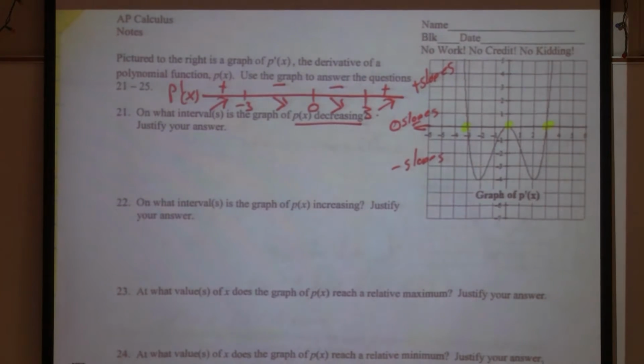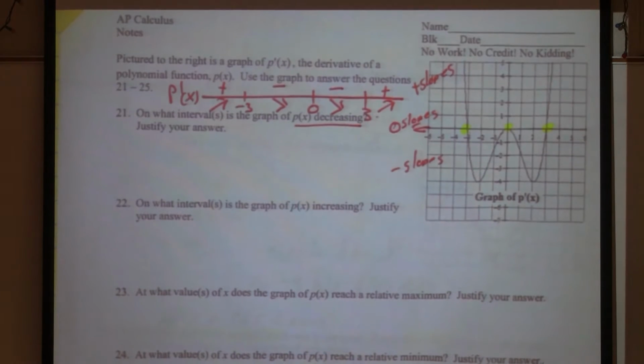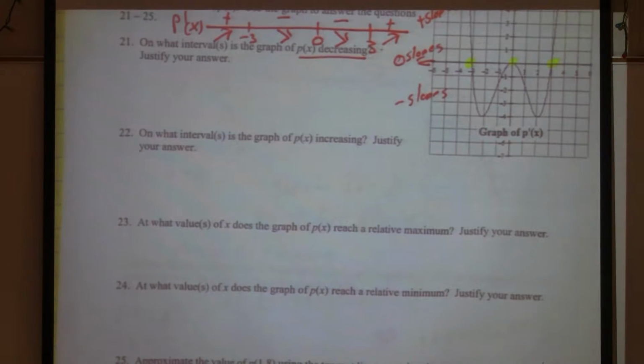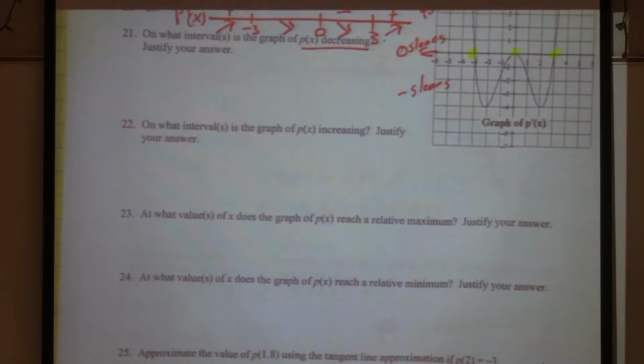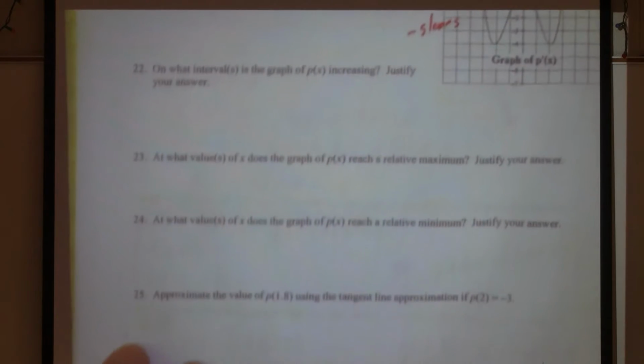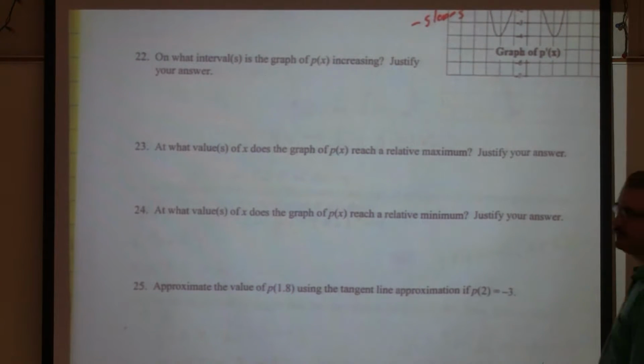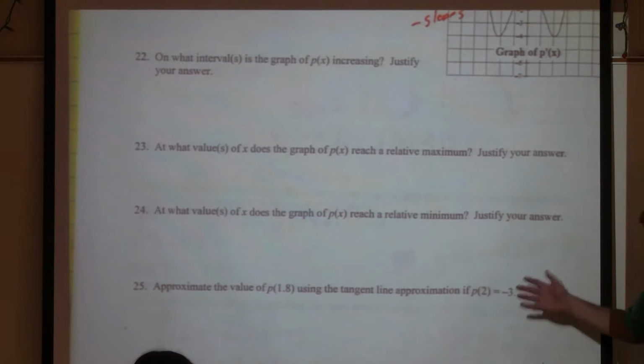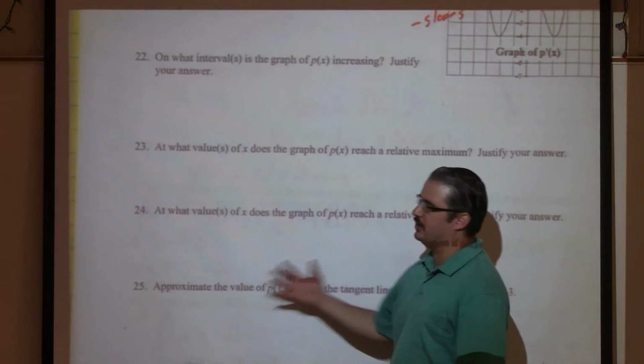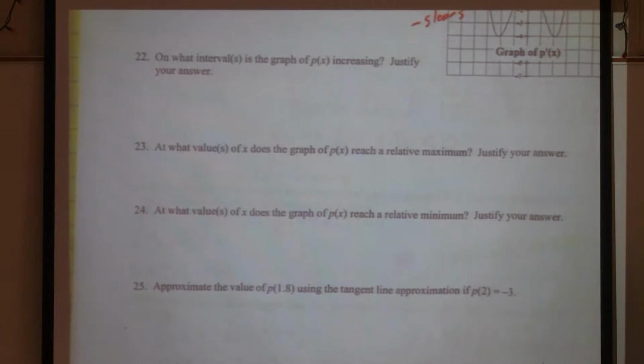The last question. Approximate the value of P of 1.8 using the tangent line approximation if P of 2 is equal to -3. So in order to do that, I need to know what? The equation of the tangent line. I didn't baby you on this question. I just asked you and you're supposed to look at it and know. I need to get my tangent line first and then use it to make that approximation.